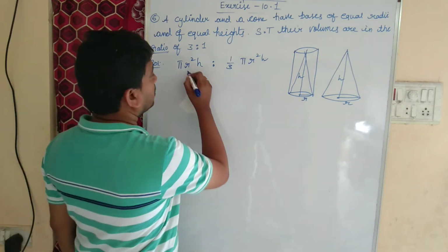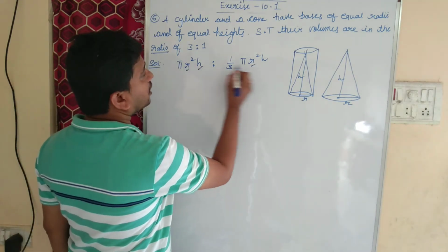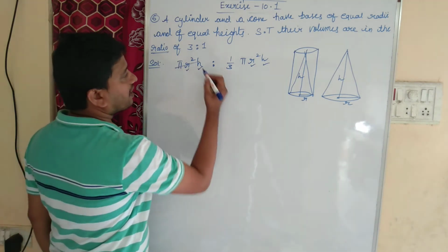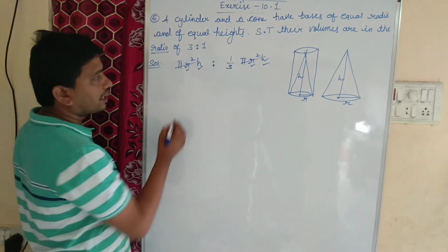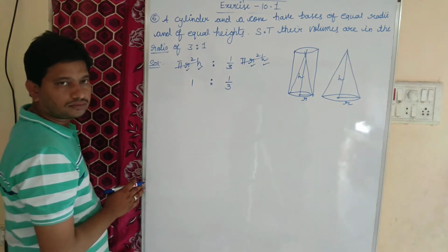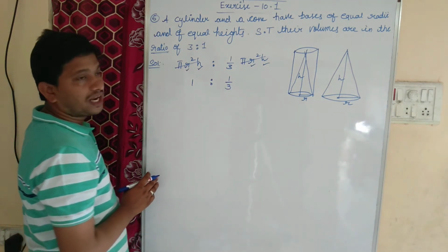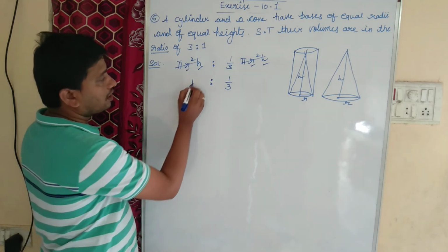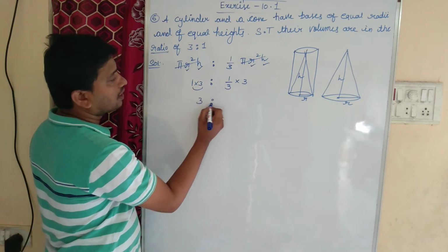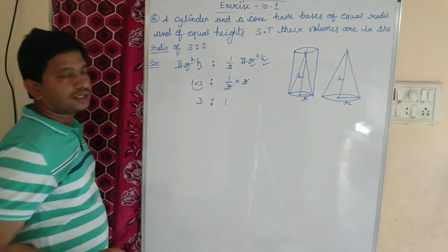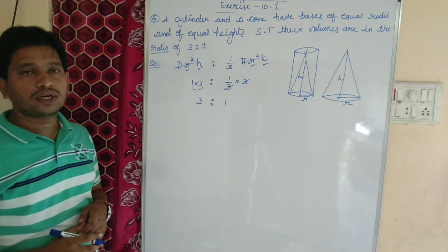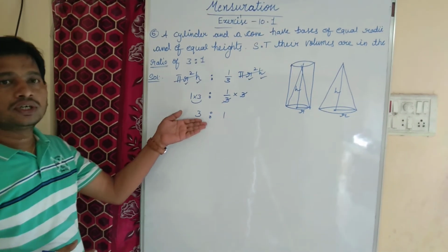And also they said their radius is equal and height also equal. So as pi, they are equal, I can cancel pi r square h, right? Here we get 1:1 by 3. So what to do children? Multiply by 3 on both sides. I mean 1 into 3, 1 by 3 into 3. So 3 gets cancelled. 3:1 is our ratio of their volumes. Children, I hope you understood this question. Volumes are in the ratio 3:1.